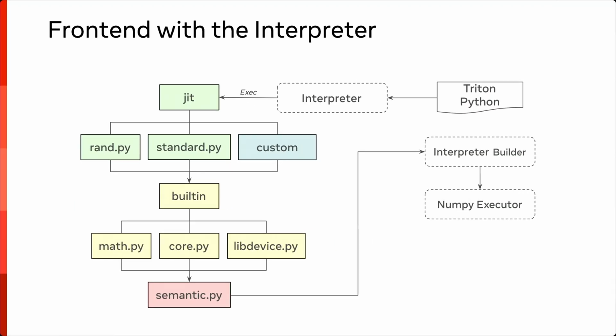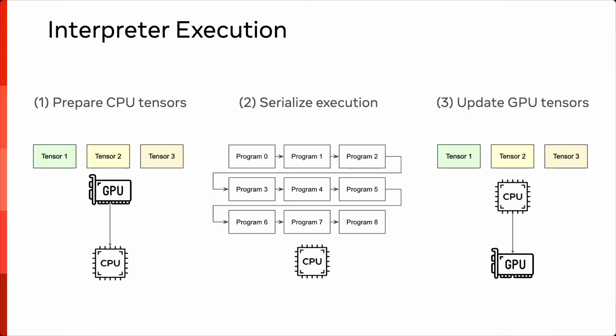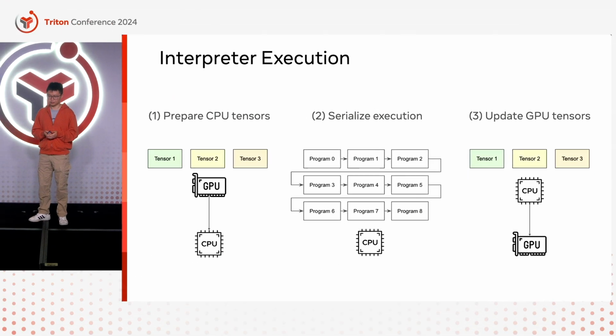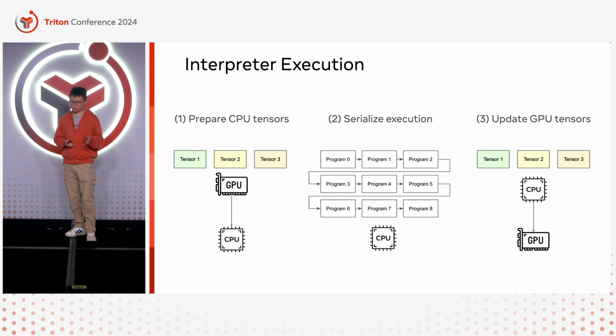Then in the backend, we'll replace the IR generation part with the interpreter builder that maps core Triton operations to NumPy executors, which generate equivalent statements as the Triton program. So here's an example of executing a Triton kernel using the interpreter. At first, we're just going to prepare CPU tensors because there's no GPU support for NumPy. So suppose your PyTorch tensors are originally stored on the GPU, then we're going to prepare CPU tensors by copying their values from the GPU to the CPU.